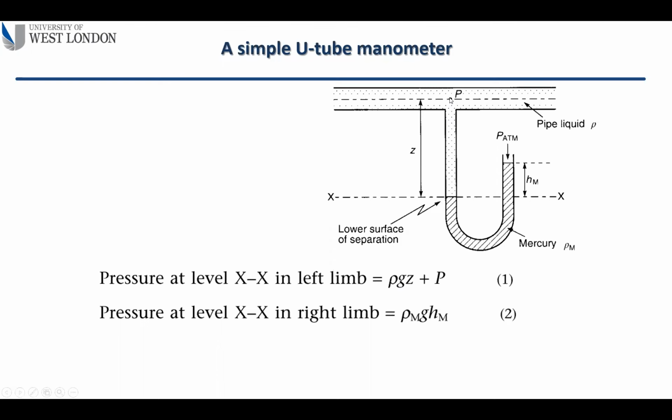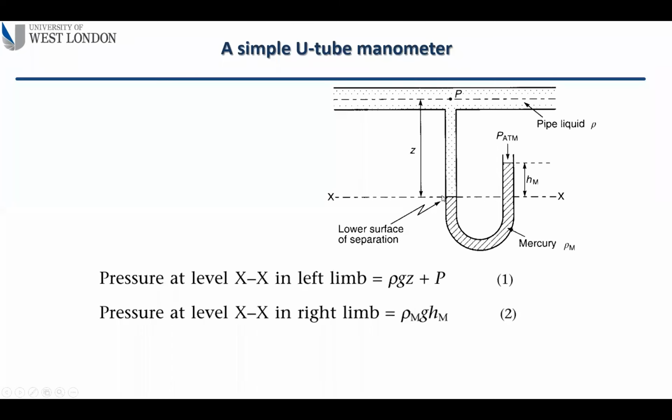So the pressure up to this point plus, this is not open to the atmosphere, so we write rho GZ plus P, the pressure at this point. And on the other side of the manometer, in the right limb, we write the pressure at the level of XX. So we write the pressure at the top of that with the density of the liquid, which in this case is mercury.